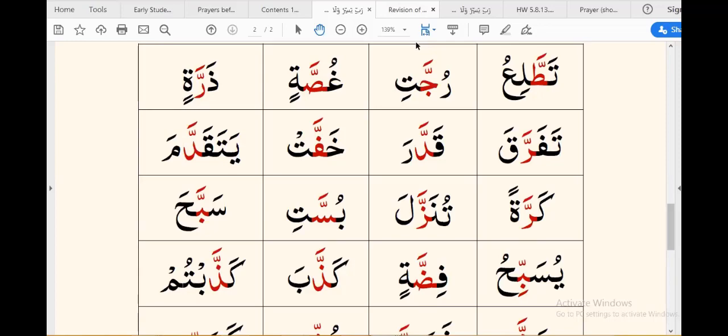Okay, jazakumullah for your help. Let me choose another student now. Let's choose a Nasira this time. N6318. Assalamu alaikum. Is that N6318?